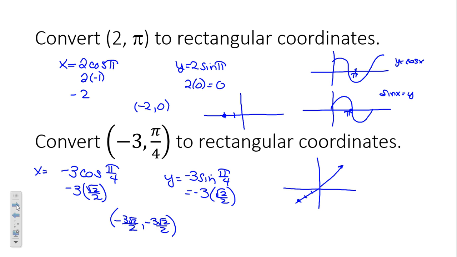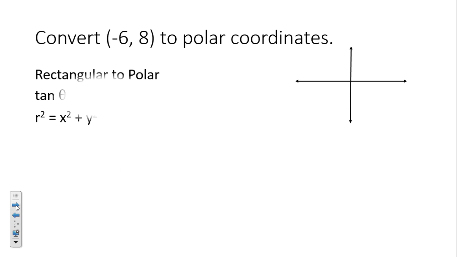So converting from polar to rectangular, no big deal. R cosine theta, R sine theta. Converting back is not a big deal either. Okay, now we want to convert from -6, 8 as an ordered pair to R theta. So when we think about this, we're 6 back, 8 up.